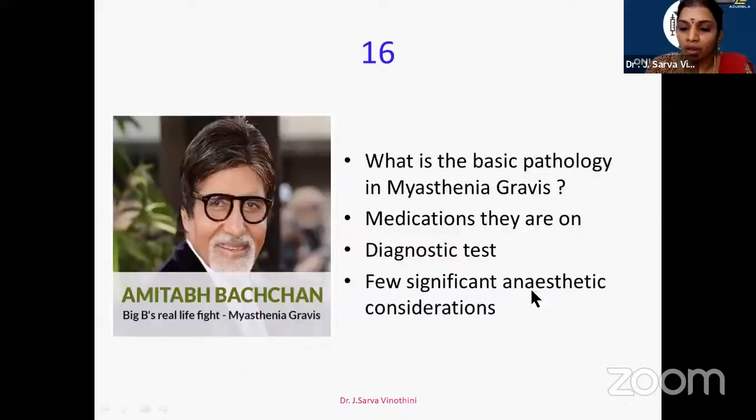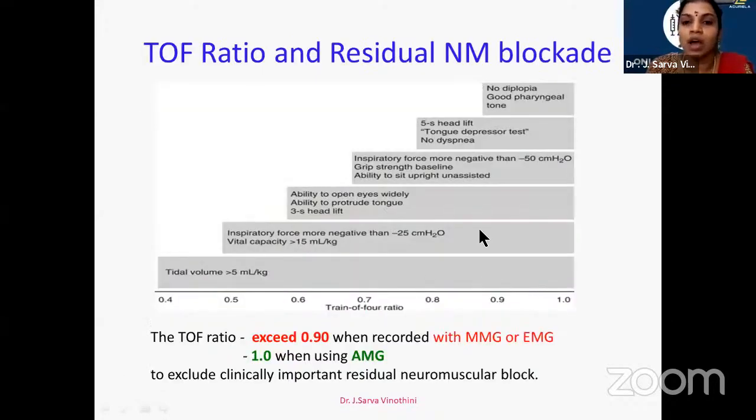So we have to get a TOF ratio of at least 0.9, more than 0.9, for us to exclude any clinically significant residual neuromuscular blockade. It should be more than 0.9 when we are recording with mechanomyography or electromyography, and it should be more than 1 when we use acceleromyography.